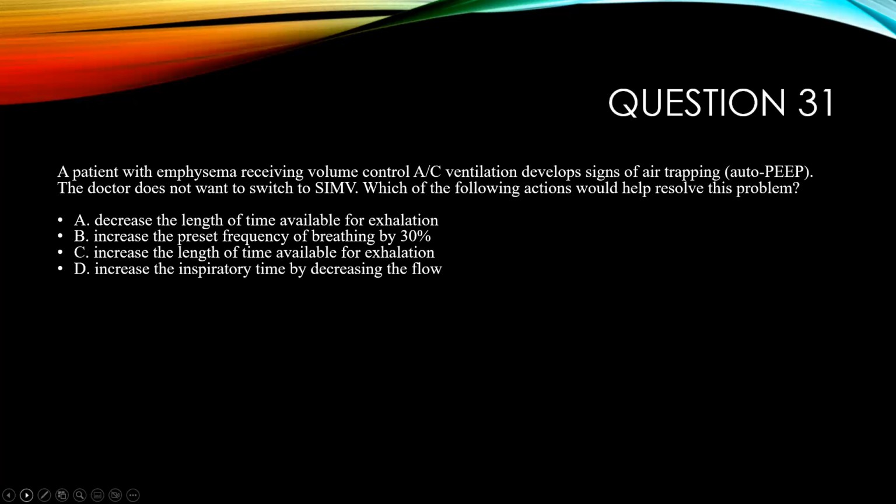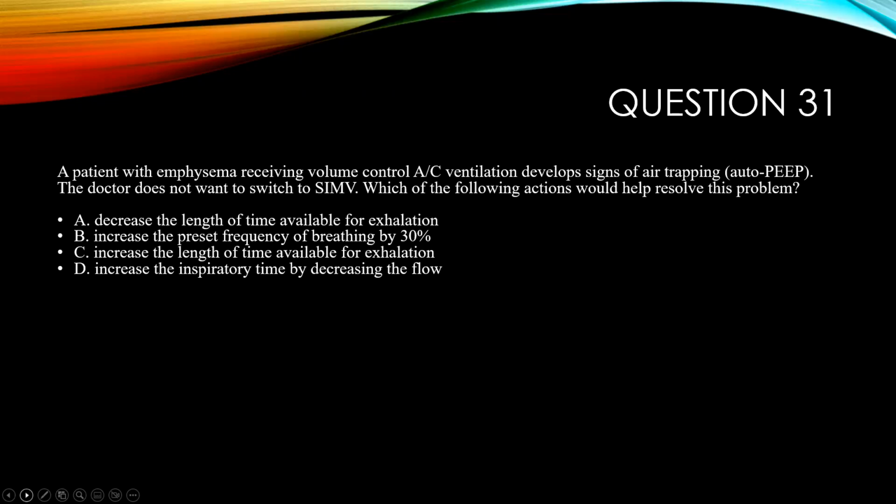A patient with emphysema receiving volume control ventilation develops signs of air trapping. The doctor does not want to switch to SIMV. Which of the following actions would help resolve this problem? A, decrease the length of time available for exhalation. B, increase the preset frequency of breathing by 30%. C, increase the length of time available for exhalation. And D, increase the inspiratory time by decreasing the flow.